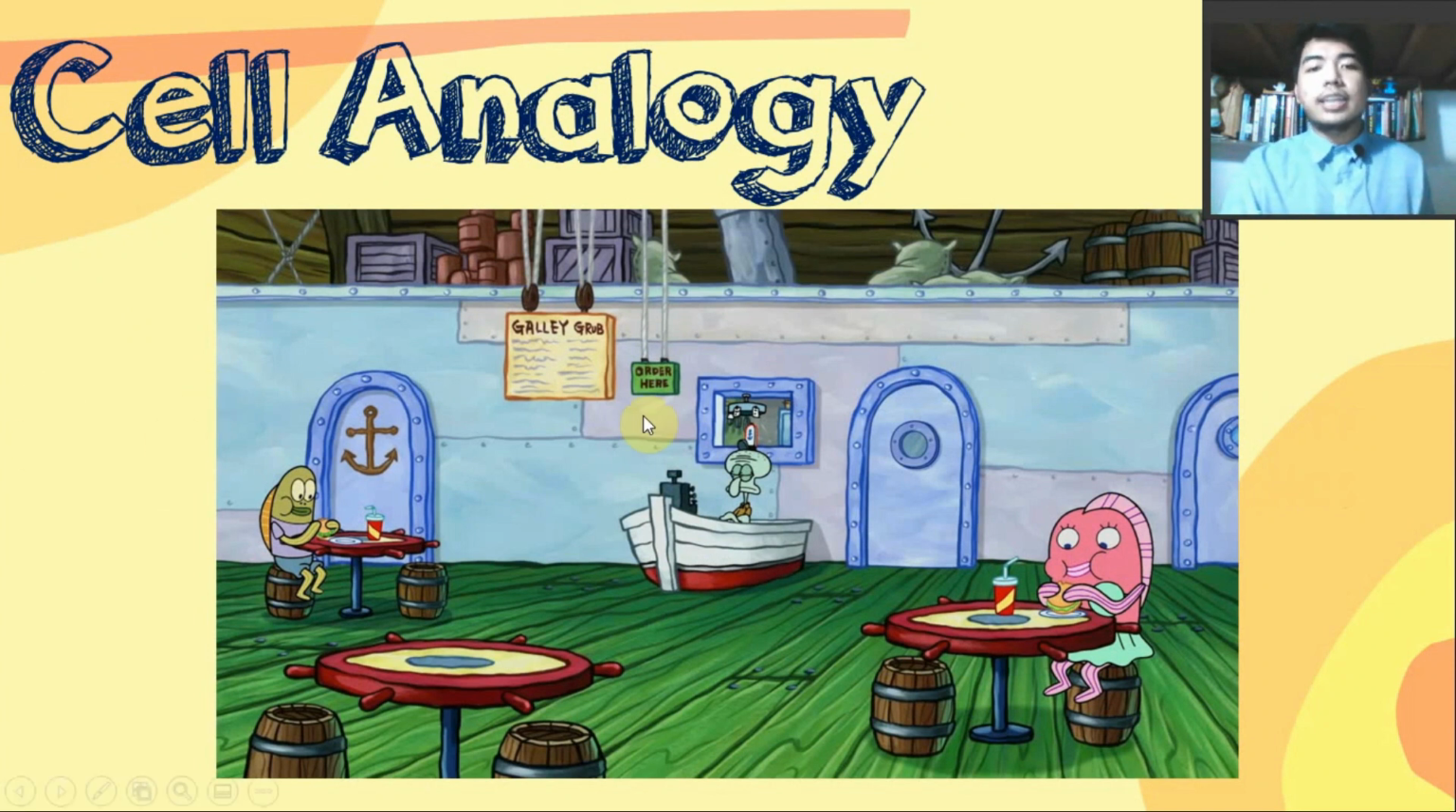Okay, so for instance, a restaurant. How are we going to adopt cell analogy with a restaurant? For instance, we have here the presence of Squidward, if you're aware of SpongeBob SquarePants. Squidward is a cashier. What do you think is the cell organelle that is analogous to the function of a cashier, just like Squidward? We can actually say that probably Squidward is an example of a secretory vesicle, for instance.